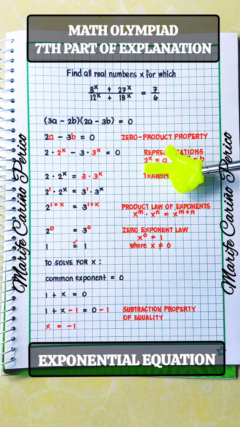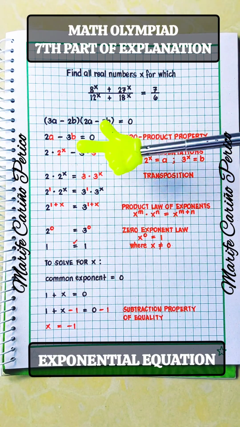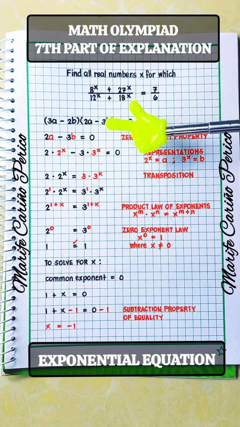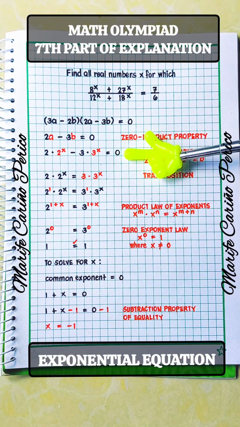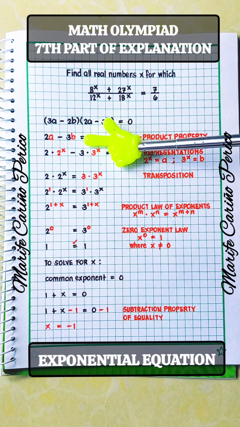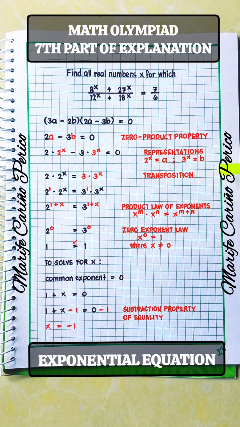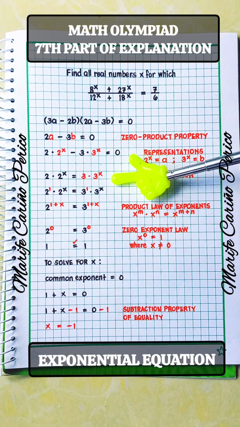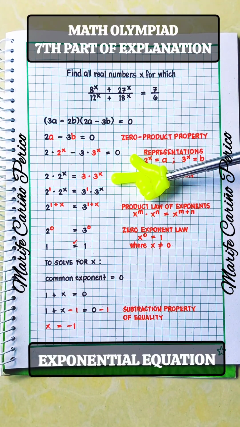So substitute 2 raised to the power of x back into a. Substitute 3 raised to the power of x back into b. By substitution, this equation becomes 2 times 2 raised to the power of x minus 3 times 3 raised to the power of x equals 0. Then transpose this negative term on the left to the right side of the equation. By transposition, we have this resulting equation. 2 times 2 raised to the power of x equals 3 times 3 raised to the power of x.